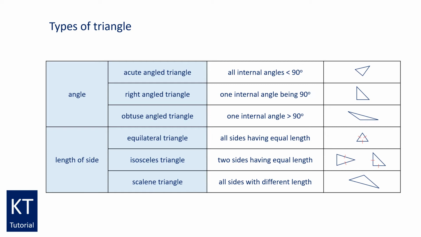And in relation to length of side, the equilateral triangle has all sides having equal length. The isosceles triangle has two sides having equal length, and the scalene triangle has all sides with different length.